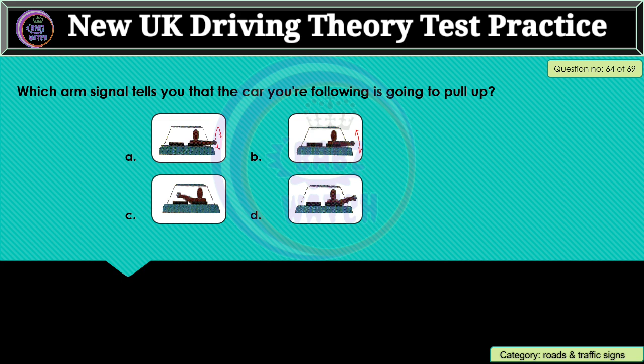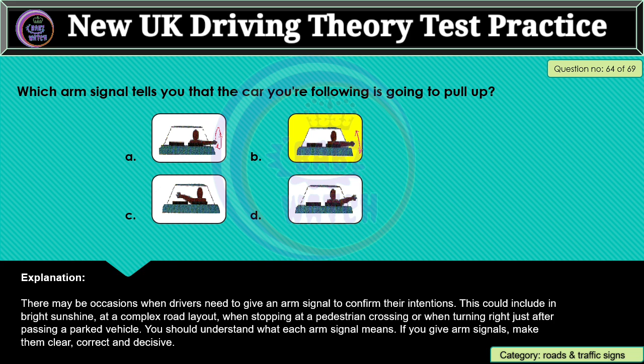Question 64 of 69. Which arm signal tells you that the car you're following is going to pull up? A, B, C, D. The correct answer is B.